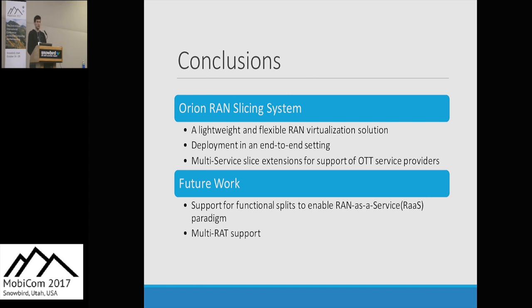And some things that we would be interested in as future work is, first of all, how we could extend the design of Orion in order to provide support for functional splits, which is something very significant in the context of 5G. Another thing that would be interesting is to see how this design could be extended when we need to have multi-RAT support. So right now we assume that we have a shared physical layer, but what if we want to extend this to multiple radio access technologies?